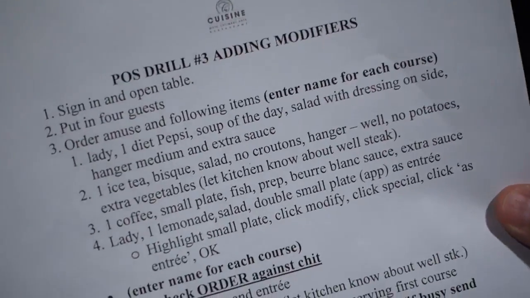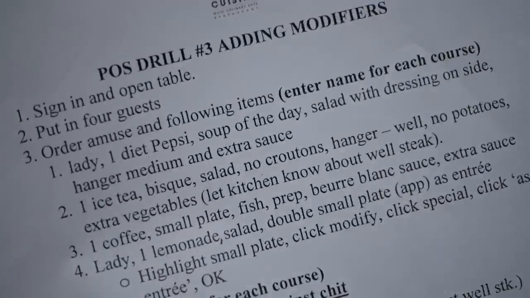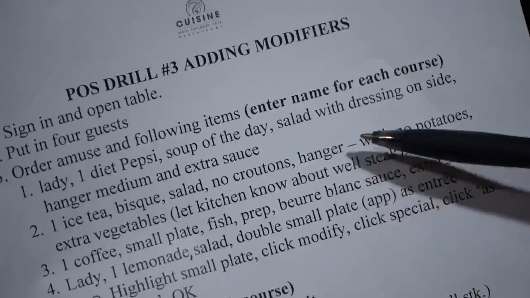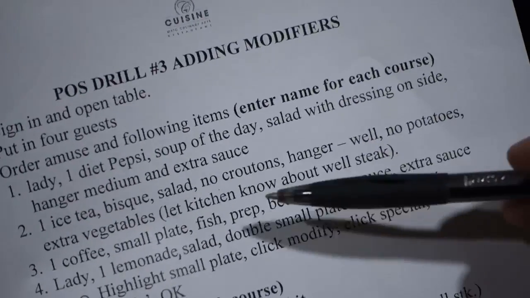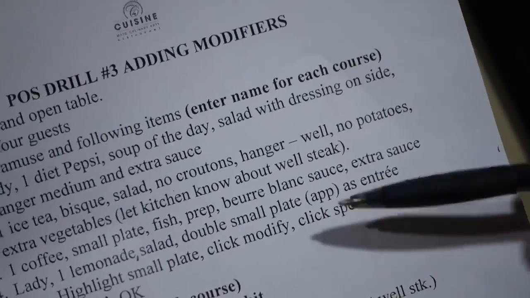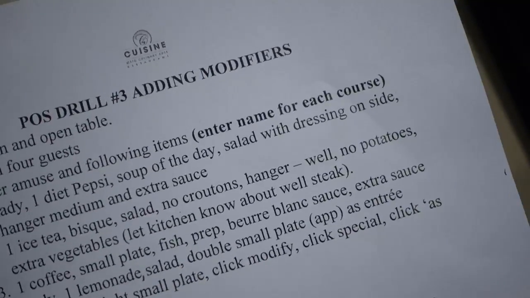Welcome to POS drill number 3. By now you should be starting to become experts at it. Today we're going to be adding modifiers. So that's if people are going to want sauce on the side, or extra sauce, or no croutons, no potatoes, extra vegetable, which actually happens quite often in cuisine where people will make standard requests.